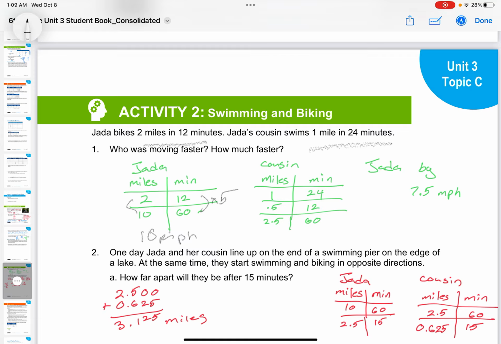And so here, 24 doesn't go into anything evenly to get to an hour. So we divide by 2. Kitty, stop pushing on my arm. And then we multiply by 5. And so that means we have 2.5 miles per hour. And so Jada is going faster by 7.5 miles per hour.